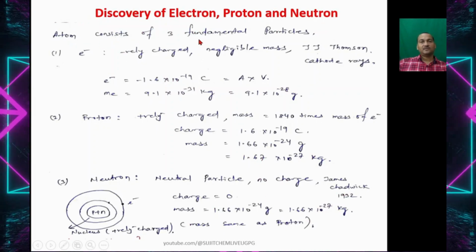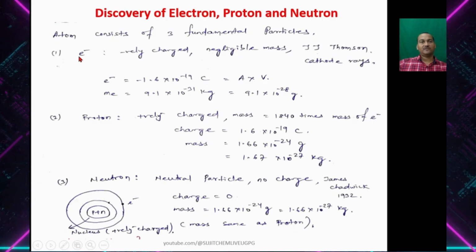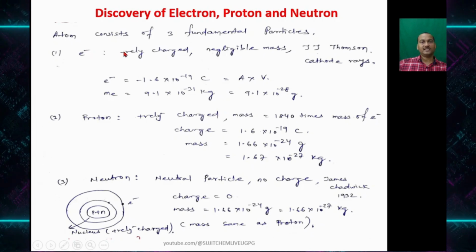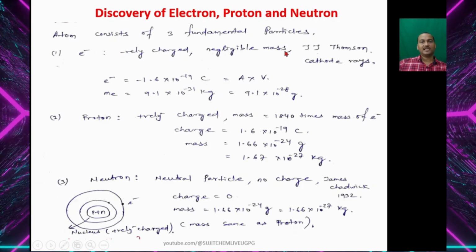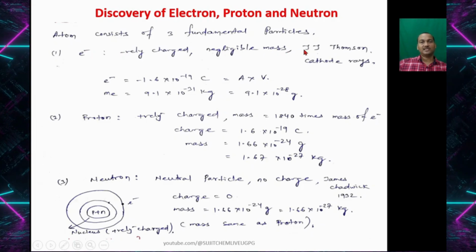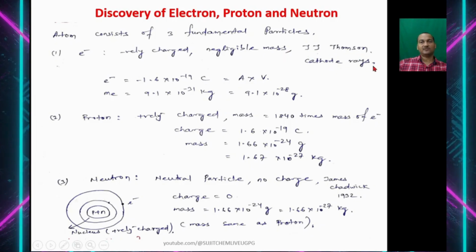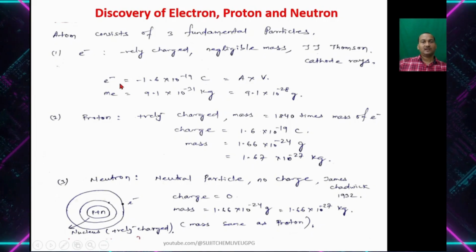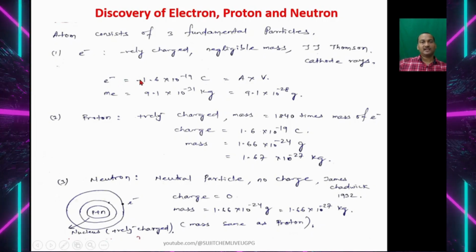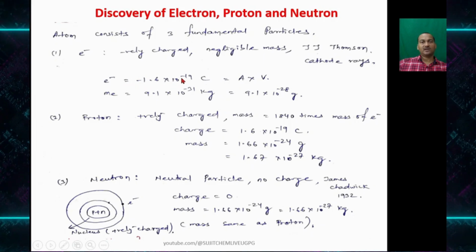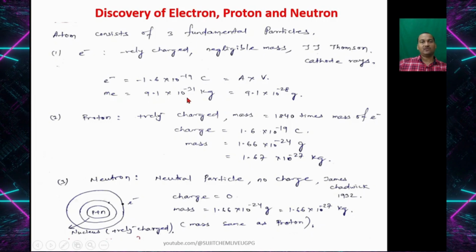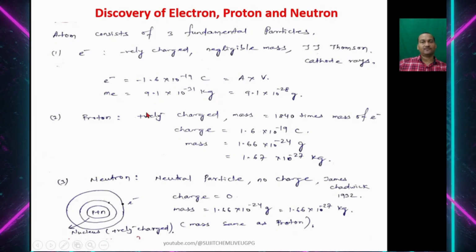So the atom consists of three fundamental particles. First let's talk about the electron. It is represented as e minus, and it is negatively charged. It has negligible mass, and it was discovered by Sir J.J. Thomson from the cathode ray experiment. The charge of the electron is minus 1.6 into 10 to the minus 19 coulomb, and the mass of the electron is 9.1 into 10 to the minus 31 kg.